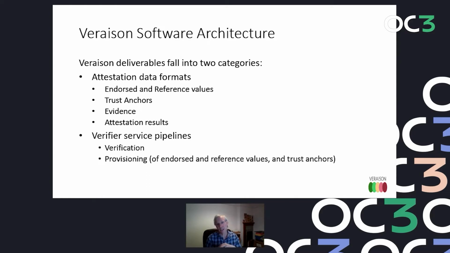The architecture splits into two parts. One is being able to define the data formats, so being able to identify reference values or endorsements, all the key parts of these things as they go through the system. These need to be identified, handled against certain models, and then those are made available to pipelines which have common functionality. One is for verification, and the other is for provisioning that data in and making it available suitably for the verification pipeline.